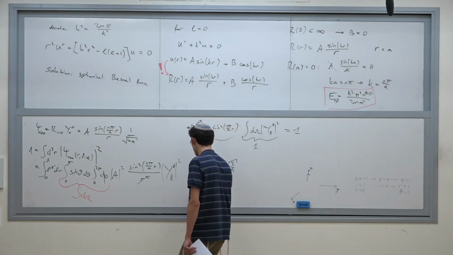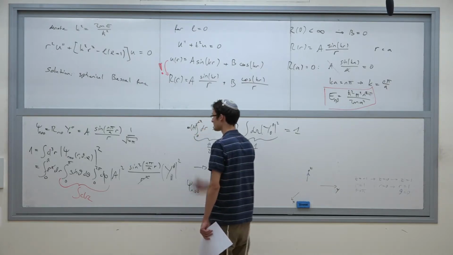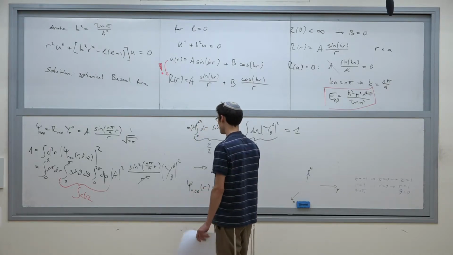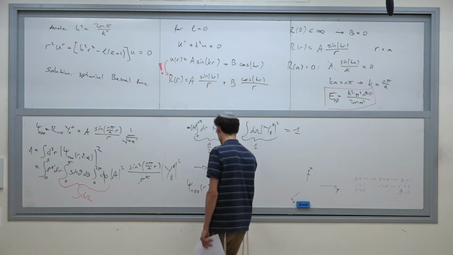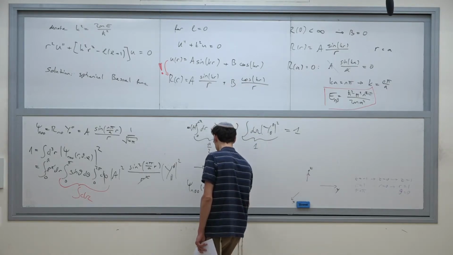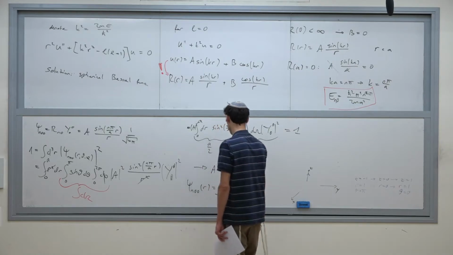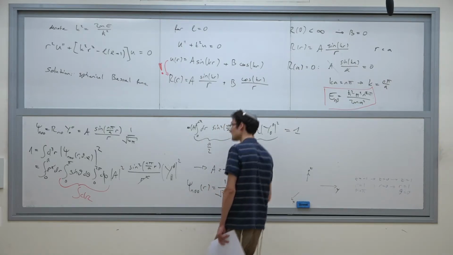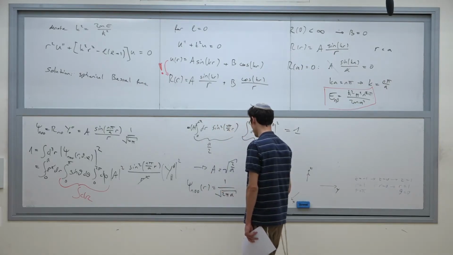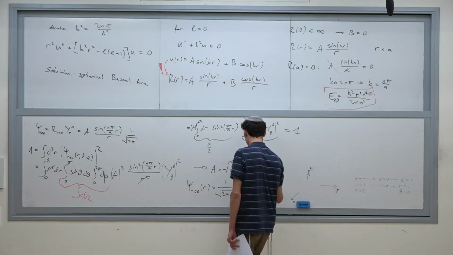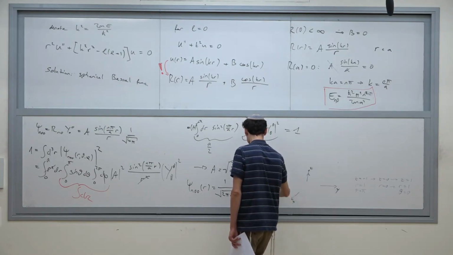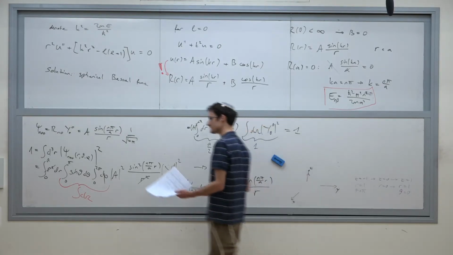So we plug it back into the wave function, the eigenfunctions. So we just get 1 over square root of 2 pi a. And then there's a 1 over r and the sine. There we go. These are our eigenfunctions.